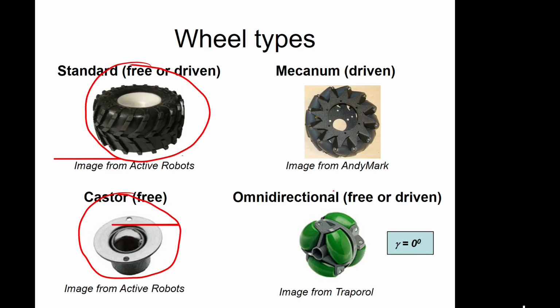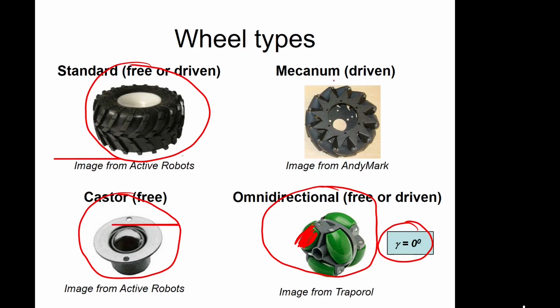An omnidirectional wheel is a special kind of wheel where you've got the main rolling like a normal wheel, but you've got these extra rollers on the side here, and these allow the wheel to move sideways. So there's advantages to that we'll see. These can be free, so freewheeling, or we can use them as drive wheels. I've just put a gamma equals 0. I'll come back to that in tomorrow's lecture. You can just ignore that for now, but that is just defining the wheel geometry.